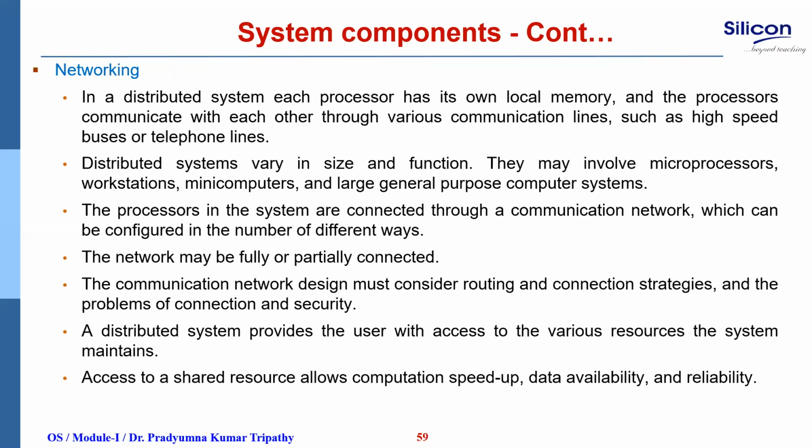So the processors in the system are connected through a communication network which can be configured in a number of different ways. In short, I can say a distributed system is a collection of different types of autonomous computers. Each of the computers is of a different type, maybe a workstation, minicomputer, or large computer. So as they are different, the nature of working is also different. But they are communicating data over the network through some channel, through some wires, so they have to be connected through a communication network.